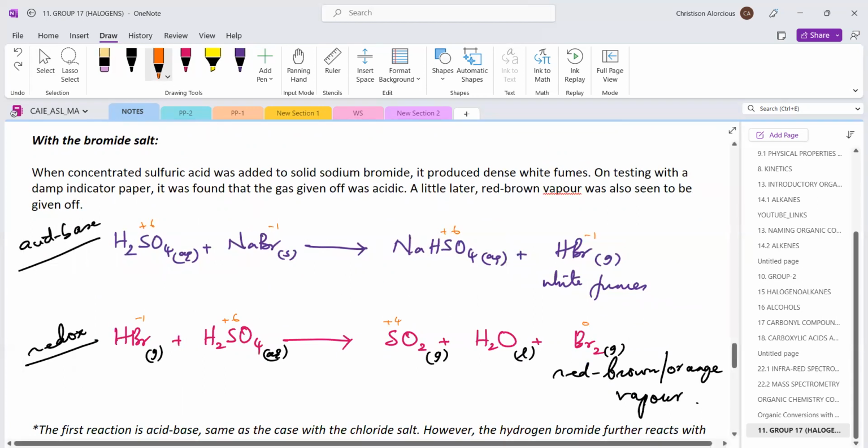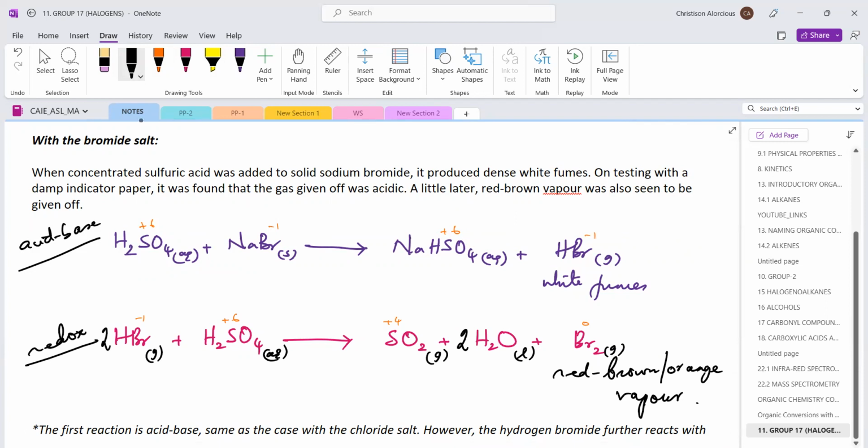Now, this one is a little interesting because you find that the bromide here is -1, and here it is 0. The sulfur is +6 here, and here it is +4. To balance it, you're going to need 4 oxygens, so 2 more oxygens over here to make it 4. Make that into 4 hydrogens, 2 bromines, and it's done.